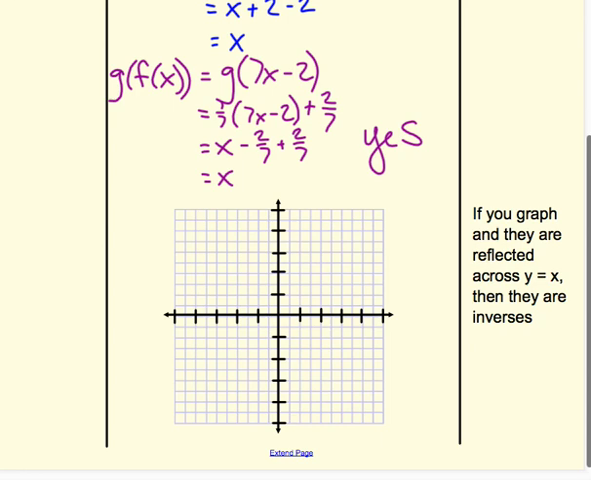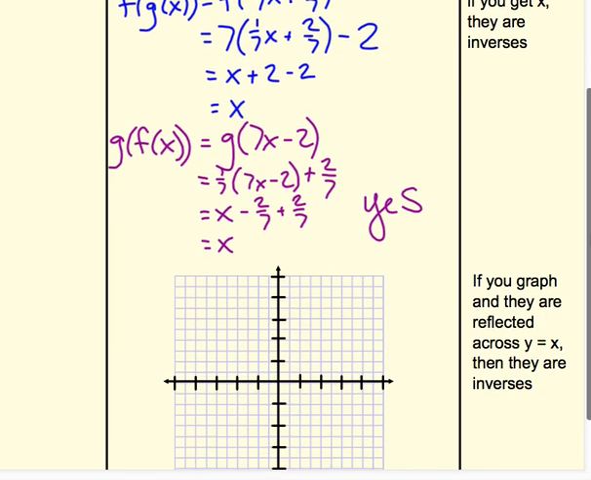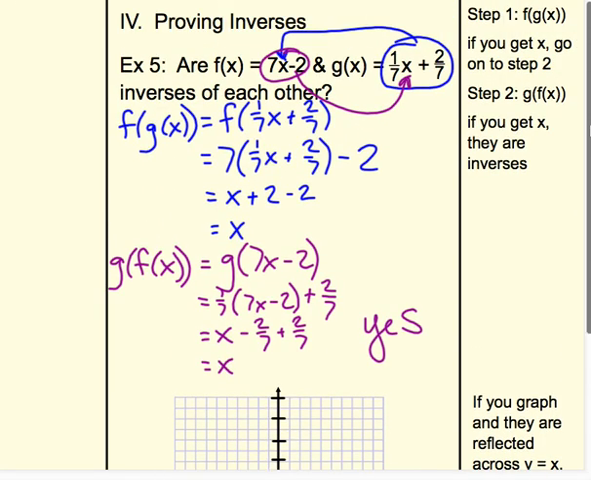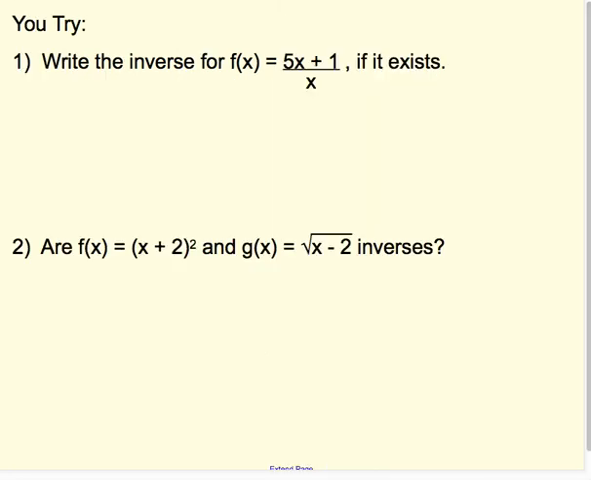And if you graph and they're reflected across y equals x, then they're also inverses. I'm actually not going to graph these. One reason is because that second graph has a y-intercept of 2/7, and because on the first example, I graphed those and showed you the reflection across the y equals x already. So here are your couple of U-try questions.